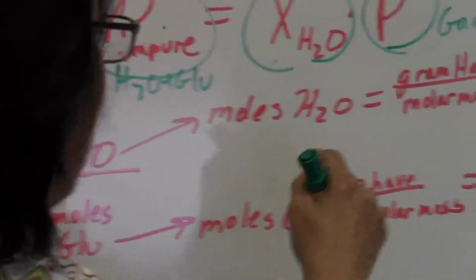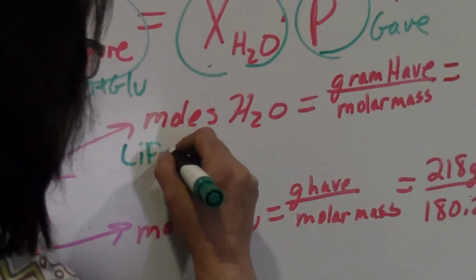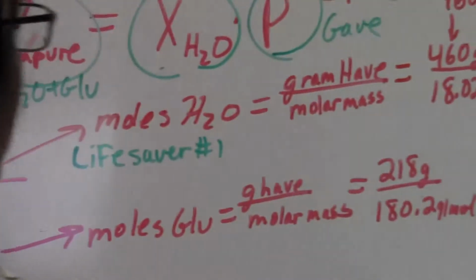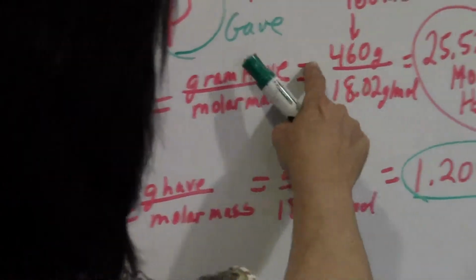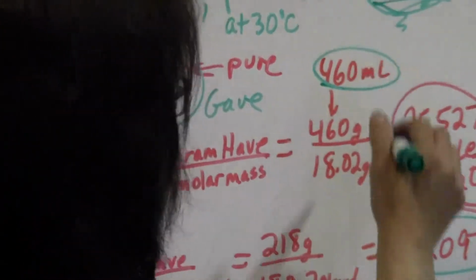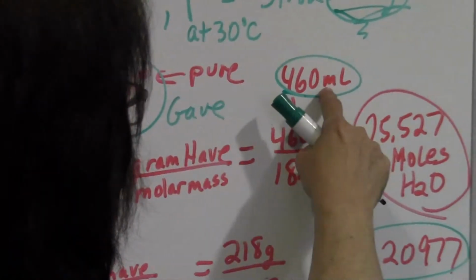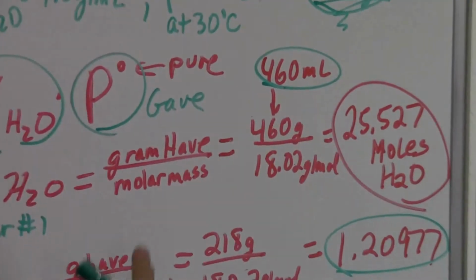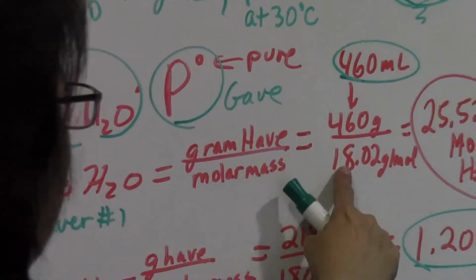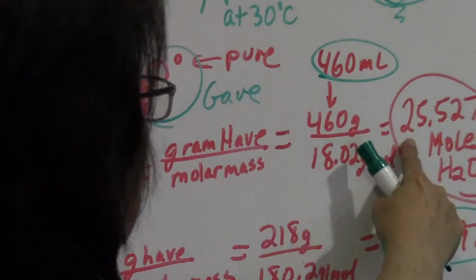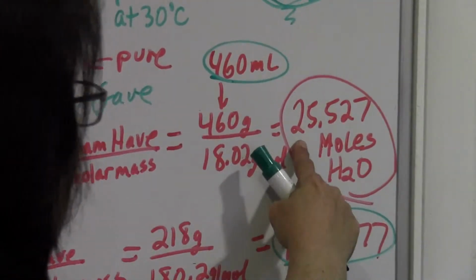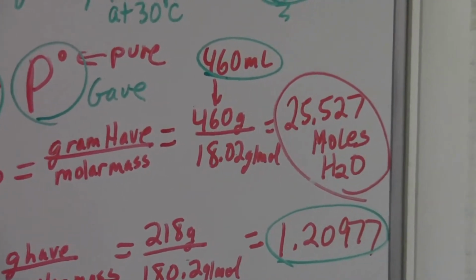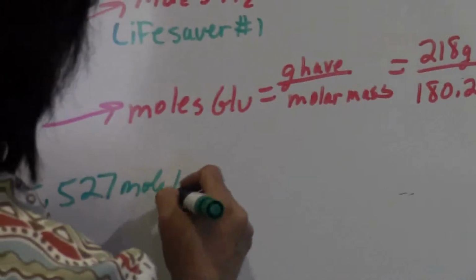Moles of water, that's our lifesaver number 1. Because you remember, moles equals grams you have over molar mass. And for water, they gave us 460 mLs, which you know that an mL of water is a gram of water. So we have 460 grams of water. They gave us the molar mass of water. Mass over molar mass, 25.527 moles of water.